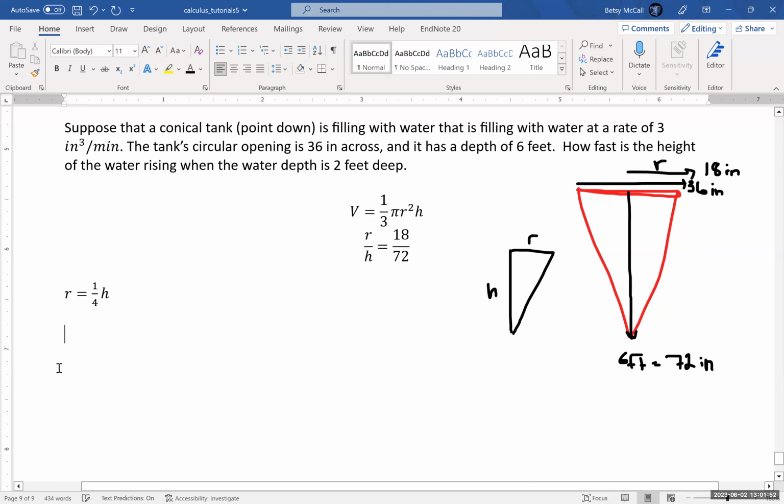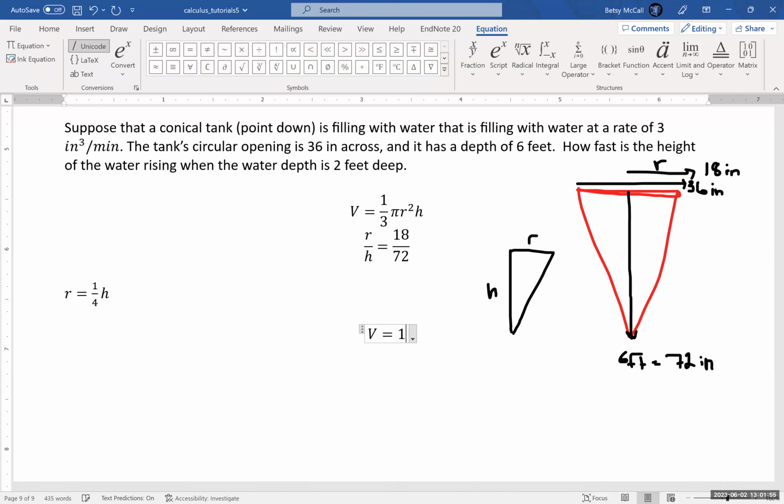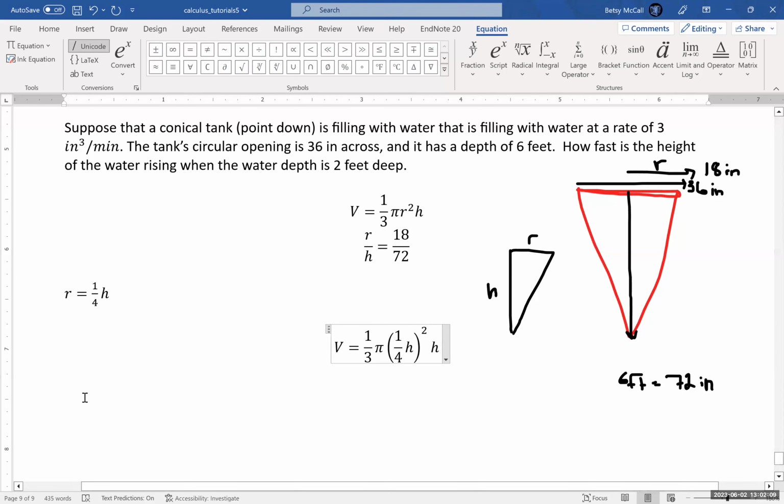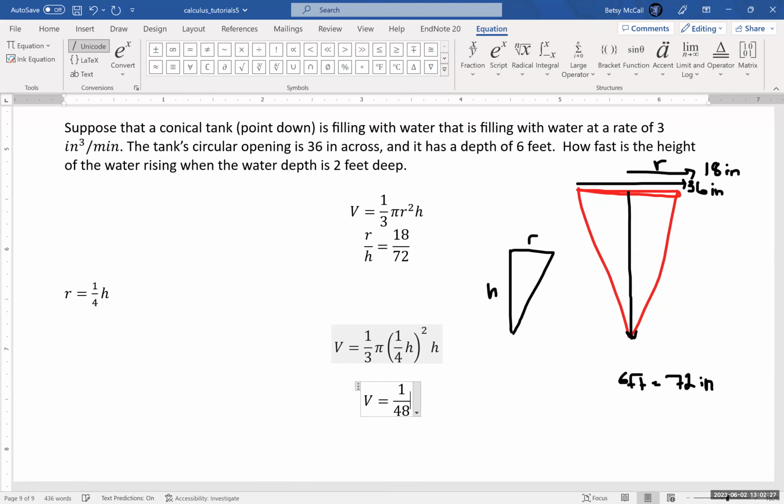And so I can then rewrite my volume formula. It's 1/3 pi, R is 1/4 H, squared, times H. Which will simplify to 1/4 squared is 1 over 16. 16 times 3 is 48, so 1 over 48 pi. And then H squared times H is H cubed.